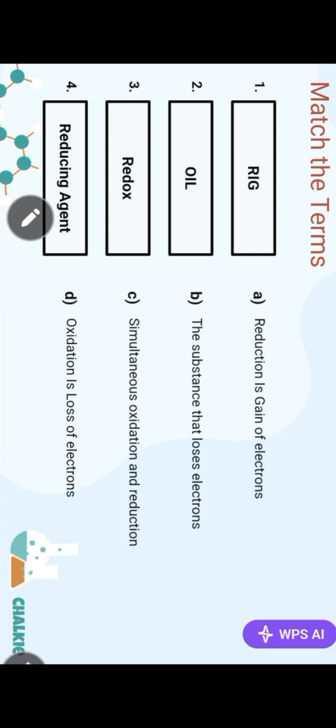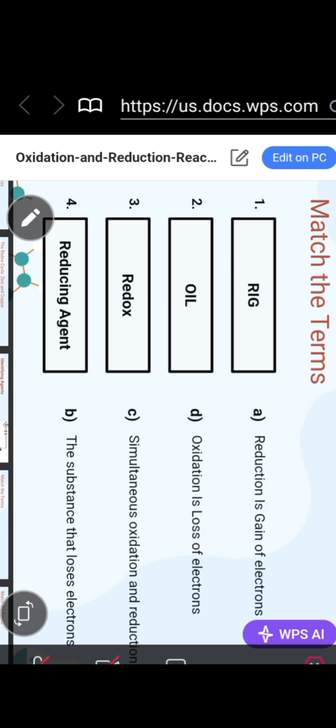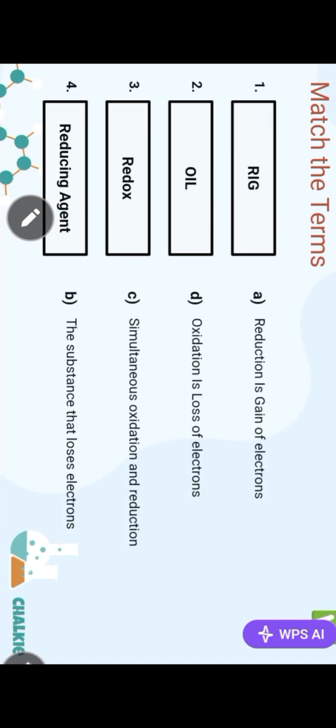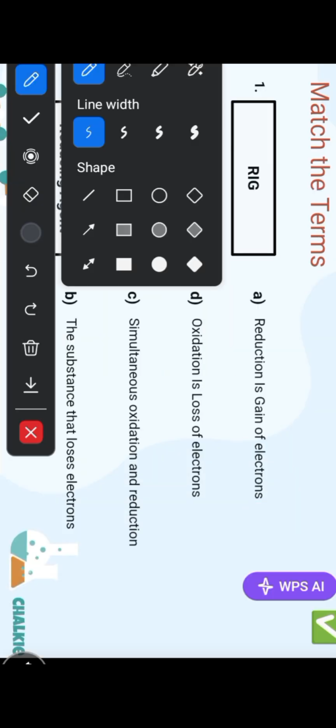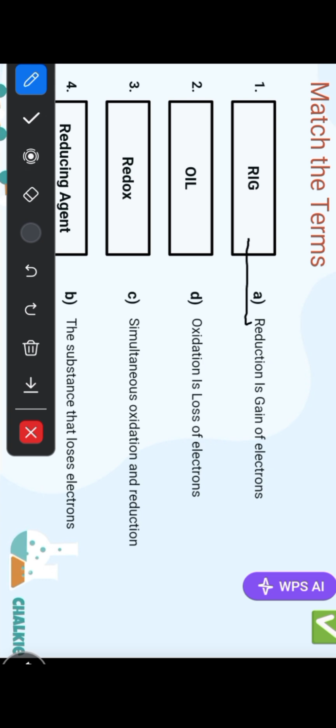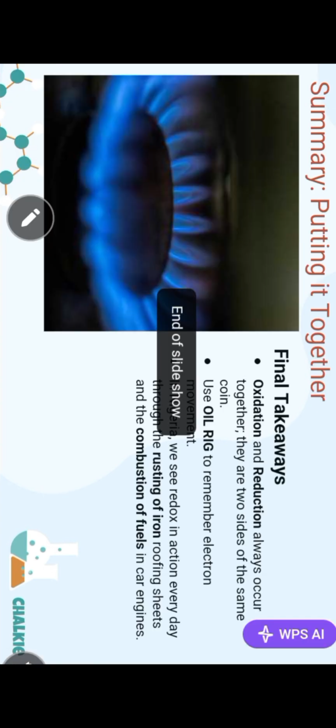Now let's match the terms. This is just like an evaluation that we should answer. Match these terms. Let me explain this evaluation. Reduction is gain of electrons, so we can match this with this. Reduction is the gain of electrons. Oil is loss of electrons. Can we see? Oil is loss of electrons. A redox reaction is a simultaneous reaction between oxidation and reduction, while a reducing agent is a substance that loses electrons.